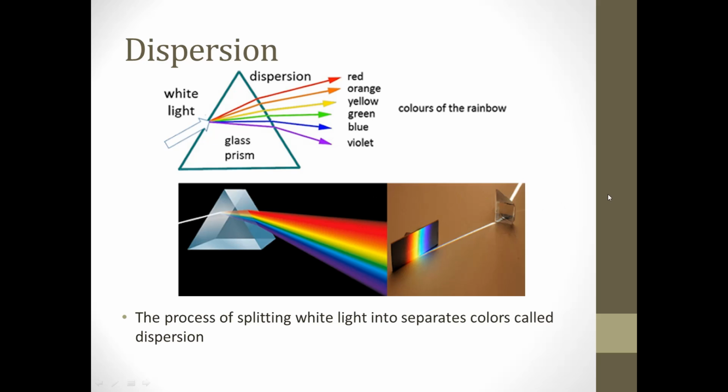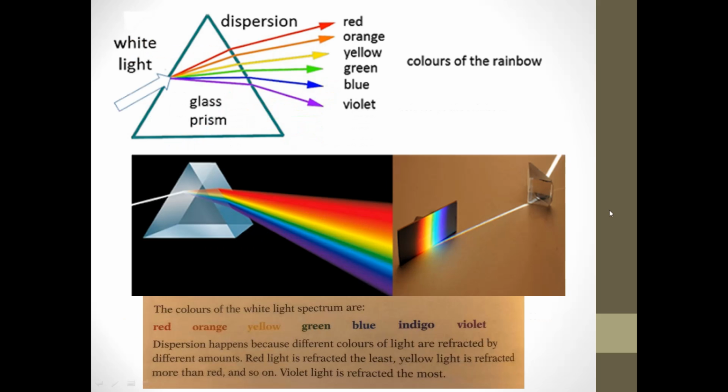So let's see the names of these colors. The colors of the white light spectrum are red, orange, yellow, green, blue, indigo, violet. What is indigo? It's a color between blue and violet. Dispersion happens because different colors of light are refracted by different amounts. Look at the red: it's the first color that appears. Look at the violet: it's the last color.